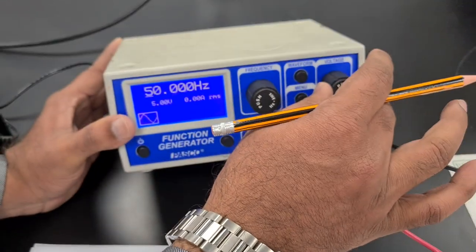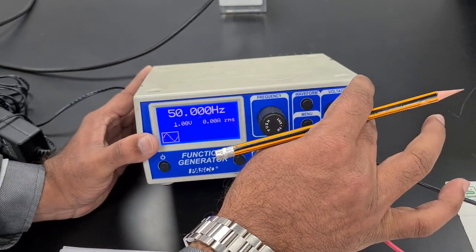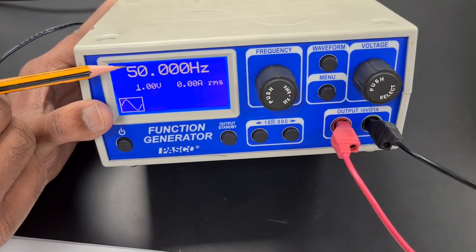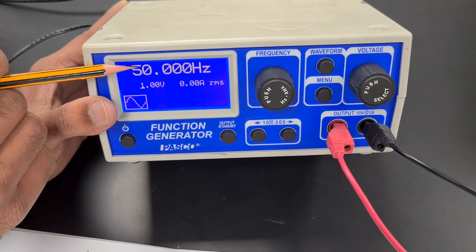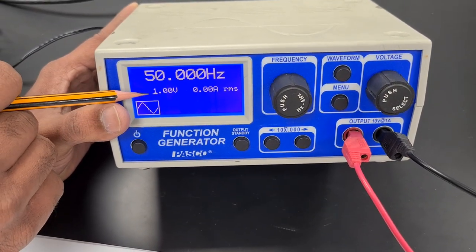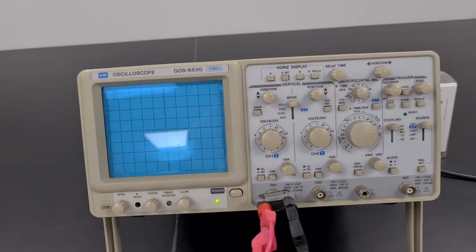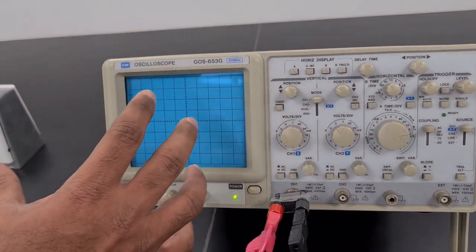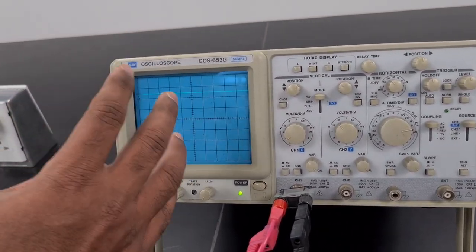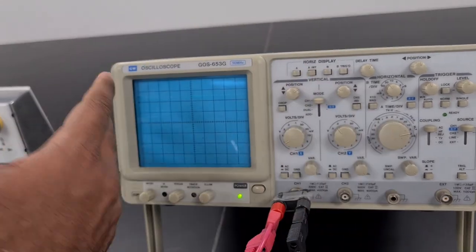So by touching this, I have to set 1 volt. So 50 hertz we fixed on the screen, and also we fixed 1 volt. Now we are going to calculate the rest of the calculation by just having a look at the frequency that appeared on the screen. From this we are going to measure something. So what I'm going to do, there will be no peak.